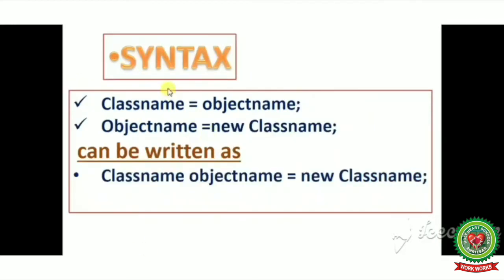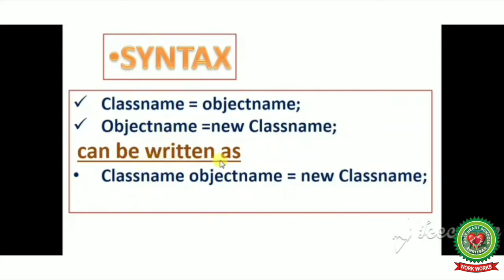So what is the syntax we will follow? Number 1: Class name, object name semicolon. Here we will declare a variable that is of class type. Number 2: object name is equal to new class name semicolon, and with the new operator we will be providing space in the memory to that object.